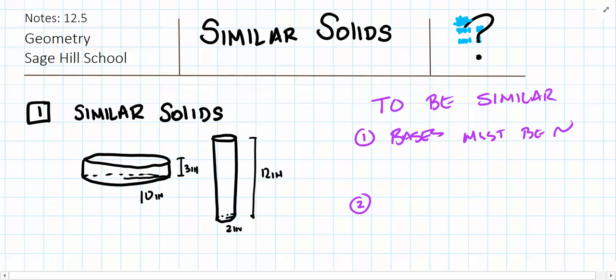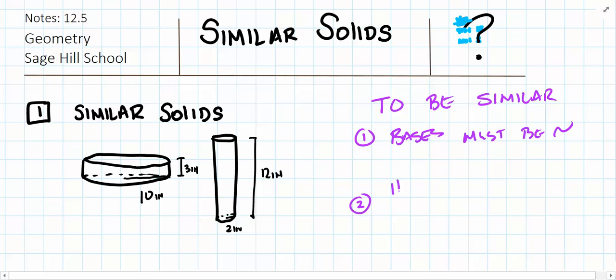They must be similar. So let's go back and look at our drawing here. What is the shape of the base of each of these? Circles. So are all circles similar? Yeah, they have the same shape, right? So that's an easy one. Okay, that's an easy one. The bases are already similar. Number two, this is where the complicated part comes in.